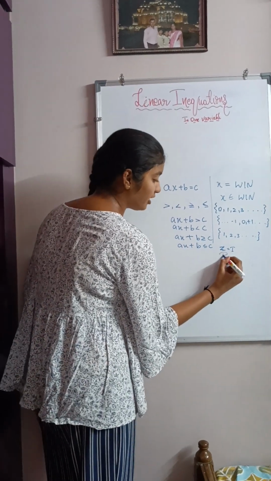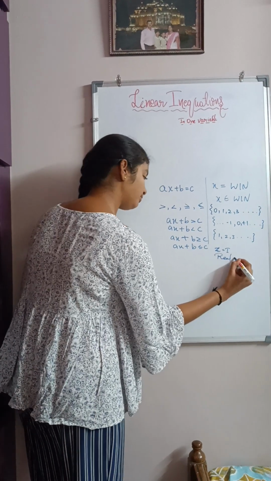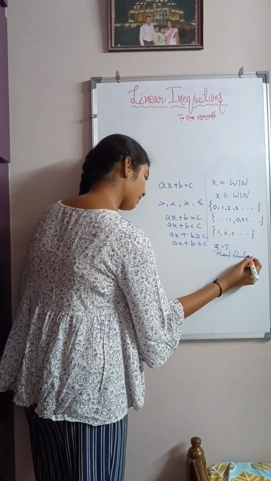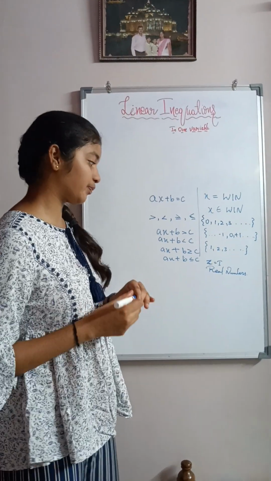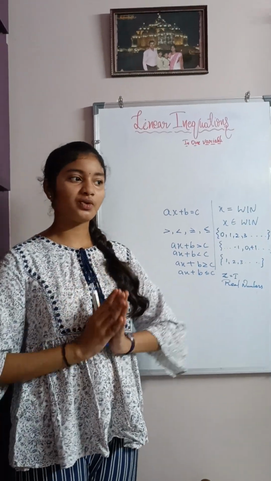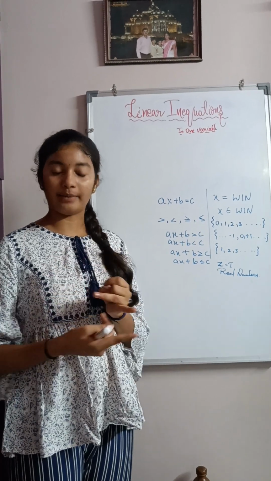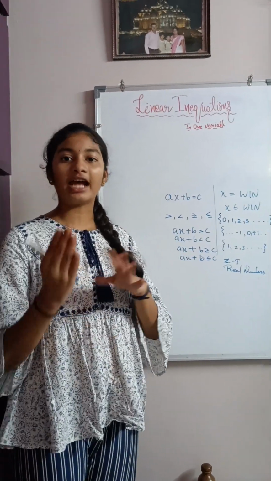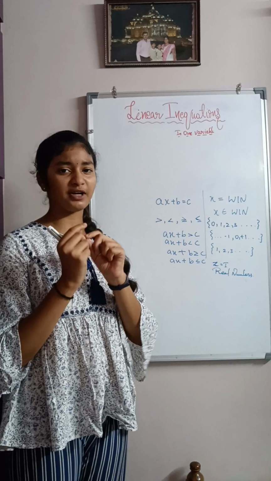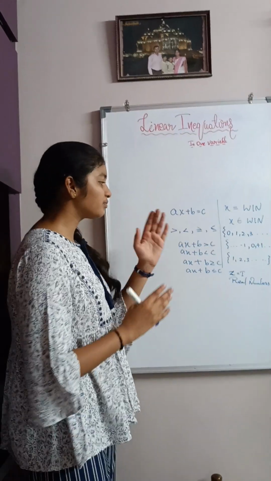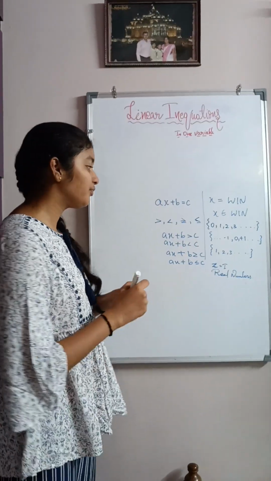And we also have real numbers. Real numbers means what? The numbers which combine whole numbers, natural numbers, integers, and also the fraction forms of numbers, decimal forms, like that.